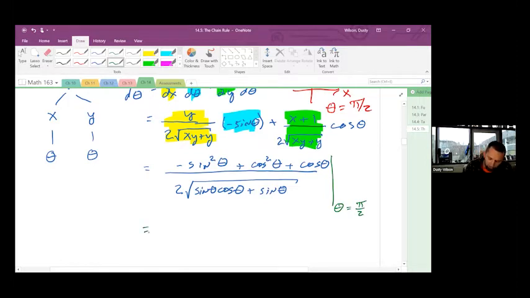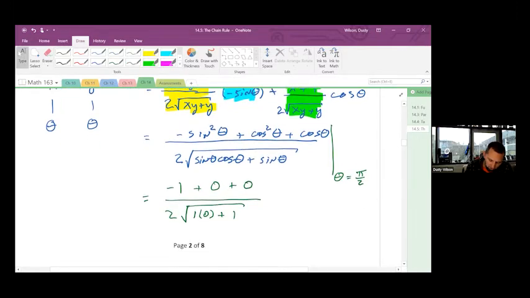So theta equals pi over 2. Sine would be 1. So this will be minus 1 plus 0 plus 0 divided by 2 times the square root of sine of pi over 2, which is 1, times 0 plus 1. It's a very, very funny way of writing. Looks like negative 1 over 2. So here's our rate of change at the point (0, 1).